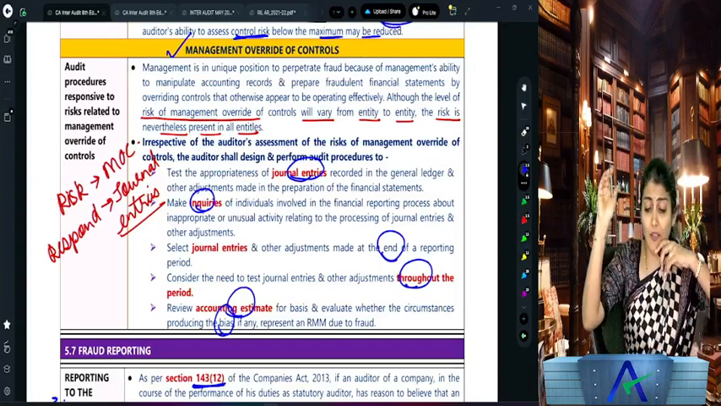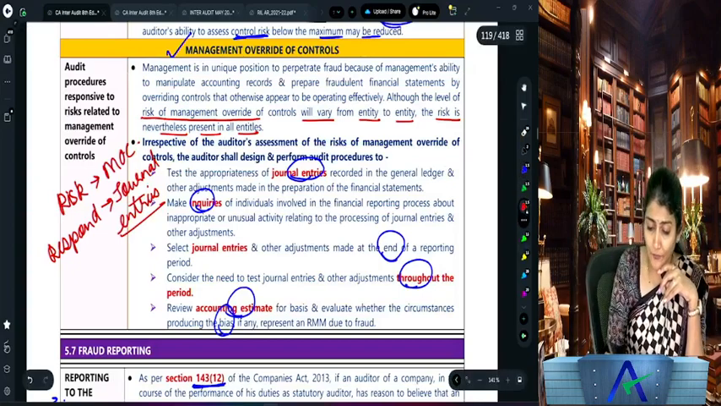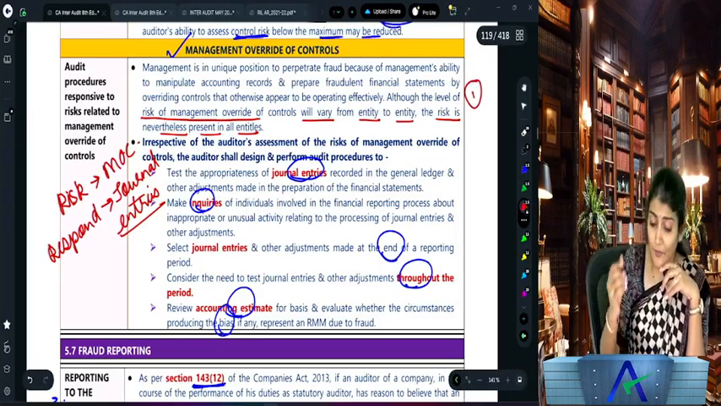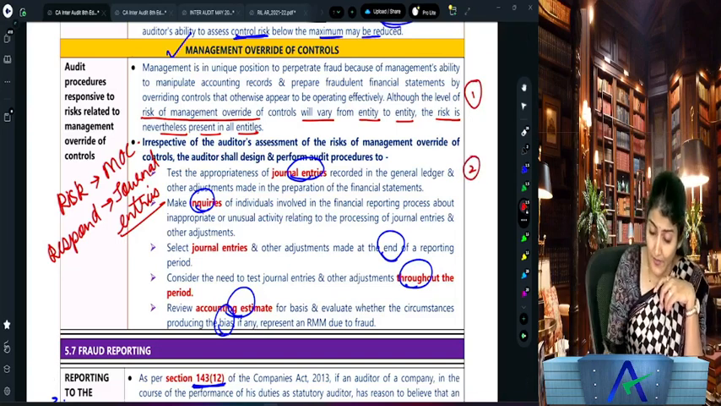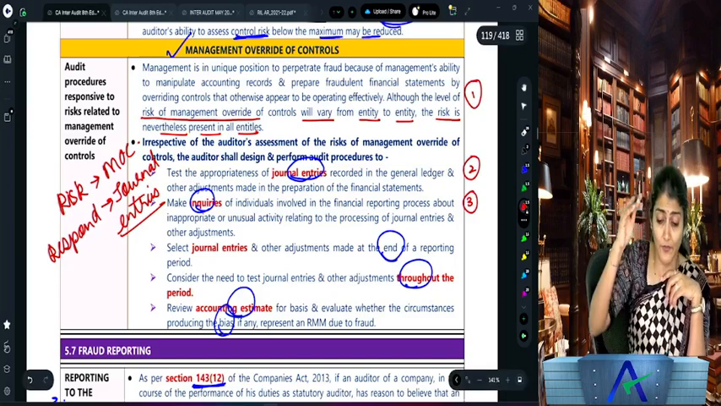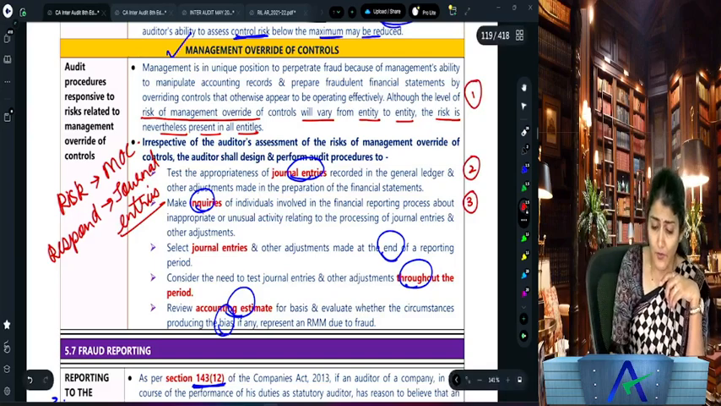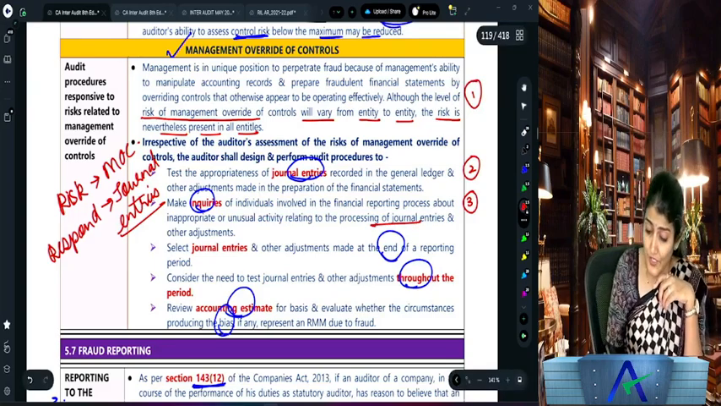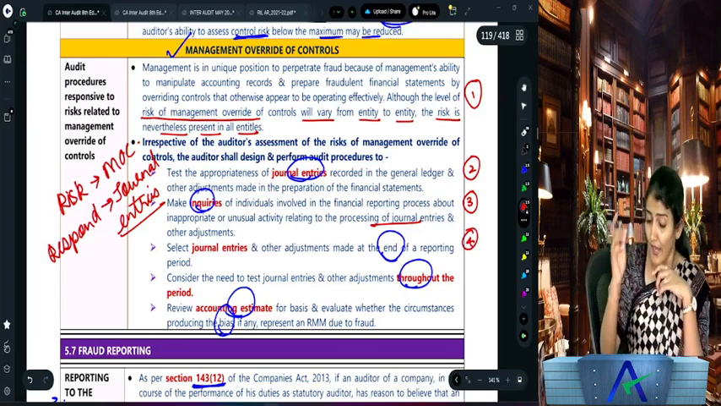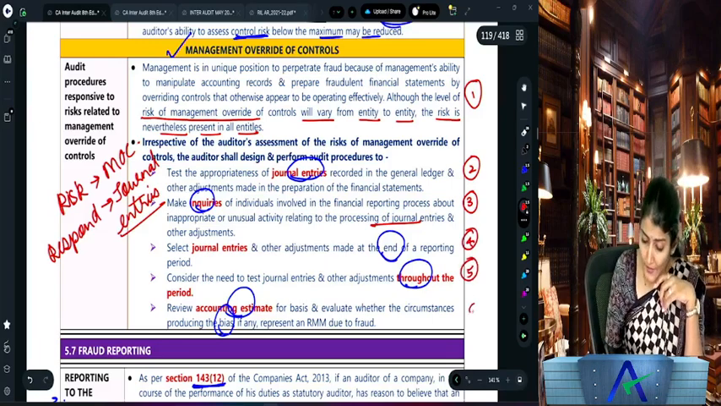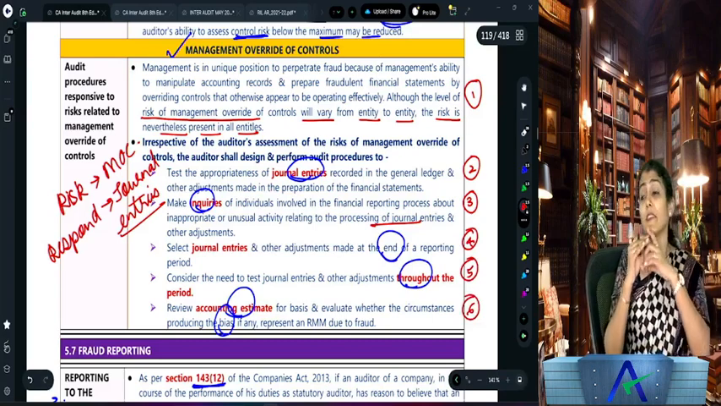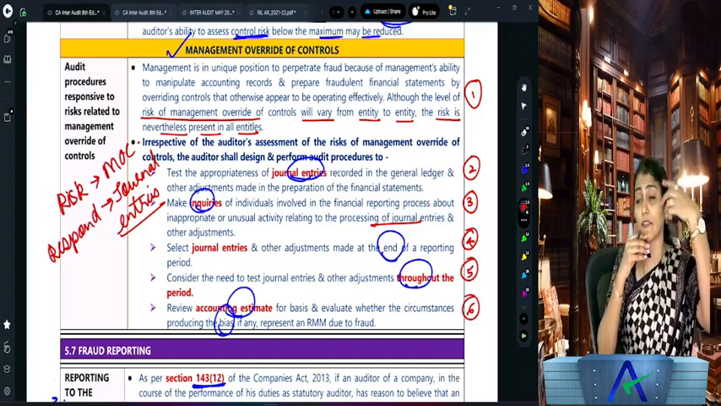So what does it say? The risk of MOC is present in every audit. As an auditor, you need to do checking of the journal entries. Then you need to make inquiries of the individuals who are processing those journal entries. You need to check the journal entries at the end of the period as well as the journal entries throughout the period. And you also need to check the estimates and whether there is any bias in the estimates, right?